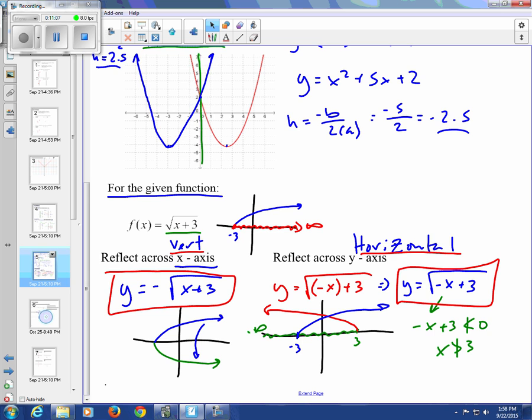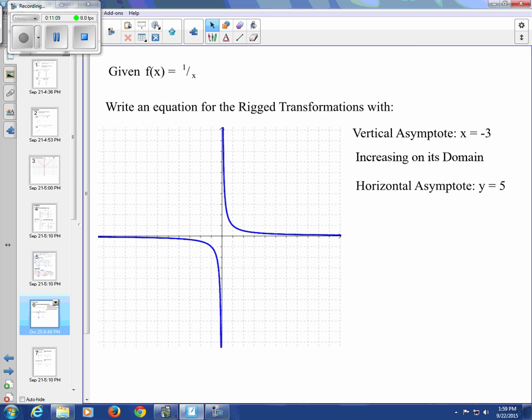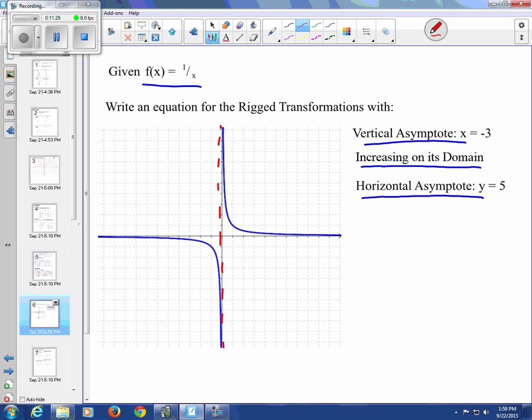Okay, so right here we've got a tricky problem for you guys. I want you guys to take a look at this one. We are given the function f of x equals 1 over x, and I want you guys to come up with an equation that has a vertical asymptote at negative 3, increases on its domain, and has a horizontal asymptote of 5. If we look at this original function right here, we can say we've got a vertical asymptote of x equals 0, a horizontal asymptote of y equals 0, and in general we can say we are decreasing on this function's entire domain. So decreasing.